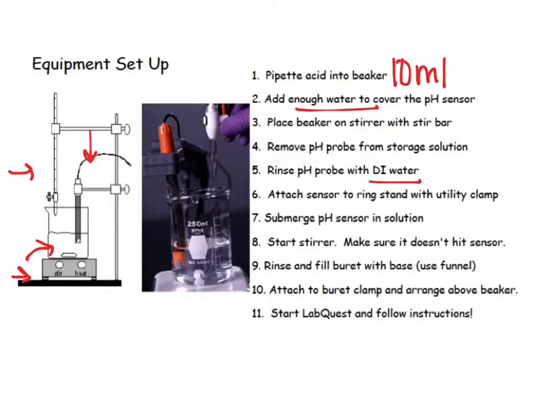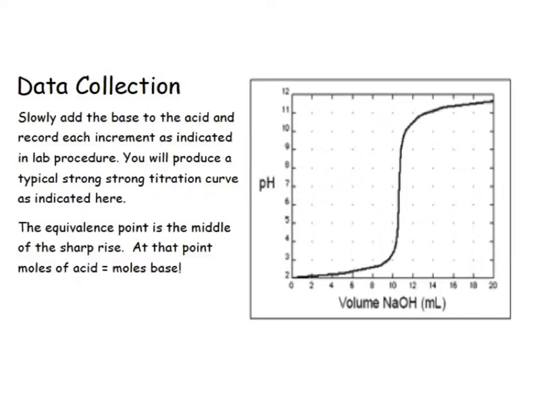What you're going to do is fill your base all the way up to the 0 line, reading your meniscus. But remember, burettes read backwards. So this is actually 0, and then you're going to have 1, and then you're going to have 2, and so on. So the meniscus starts at 0 and it goes all the way down to 50. Next, you're going to start reading your lab and start data collection.